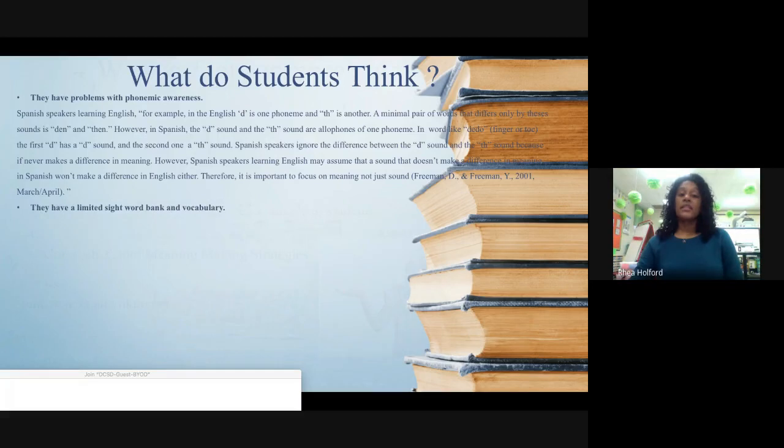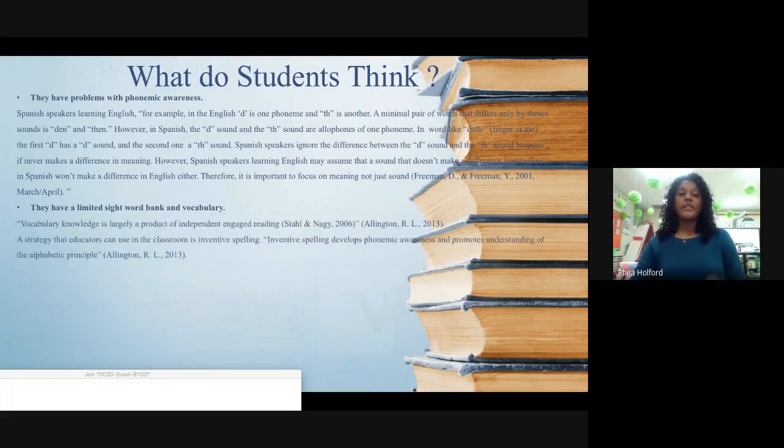They have a limited sight word bank and vocabulary, so what do students think? Vocabulary knowledge is largely a product of independent engaged reading. A strategy that educators can use in the classroom is inventive spelling. Inventive spelling develops phonemic awareness and promotes understanding of the alphabetic principle. They struggle with their own identity as a reader.